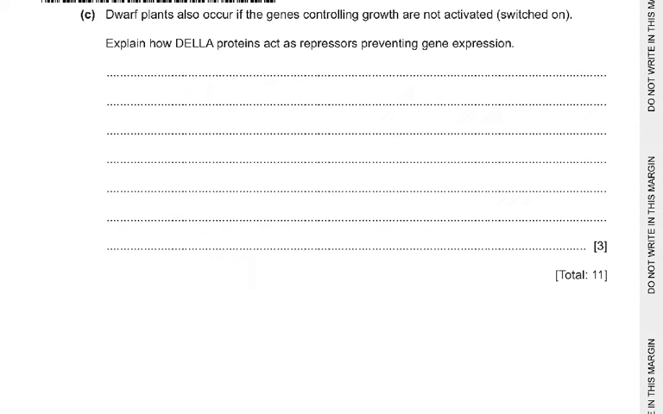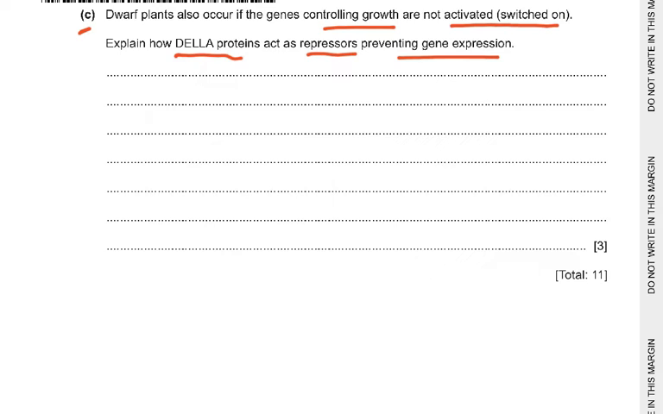Then again, this is something which is given in the book and it is a part of the syllabus. Dwarf plants also occur if the genes controlling growth are not activated, switched on. Explain how DELLA proteins act as repressors, preventing gene expression. So DELLA proteins bind to the PIF. And when it binds to the PIF, what does it do? The PIF is also called the transcription factor.